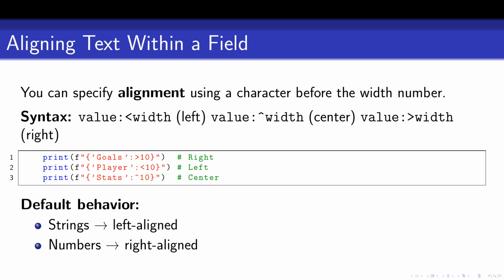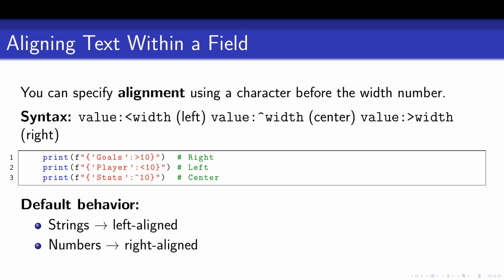Text alignment within a fixed-width field allows for cleaner and more controlled output formatting. Using f-strings, you can align text to the left, right, or center within a specified number of characters. This is done using a format specifier, where you place less than, greater than, or caret before the field width to indicate the alignment direction.